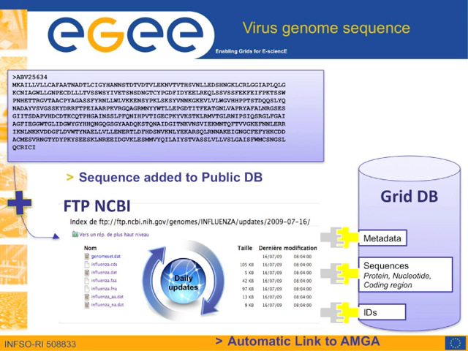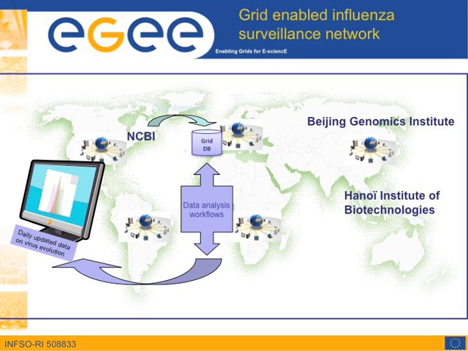A grid database is populated with such data through an automatic synchronization. The idea is to federate several virus data sources, including biology and veterinary research institutes, in a common database updated daily. Then these data will be processed on grid resources. Through a web interface, users will be able to visualize dynamical results.